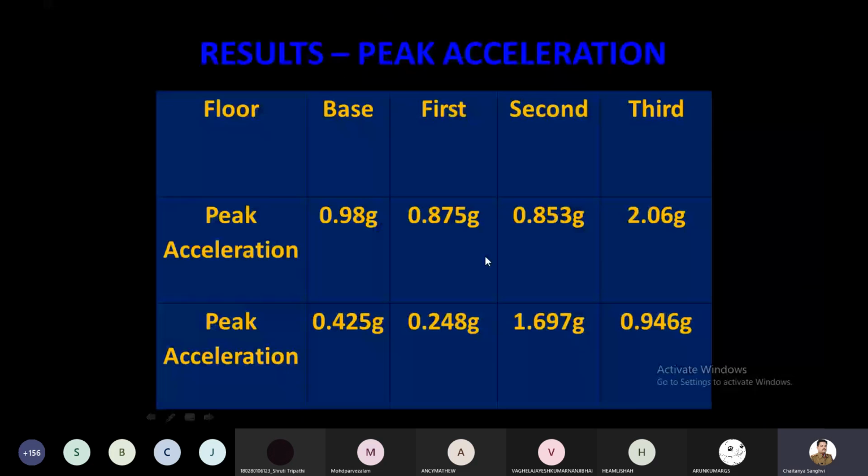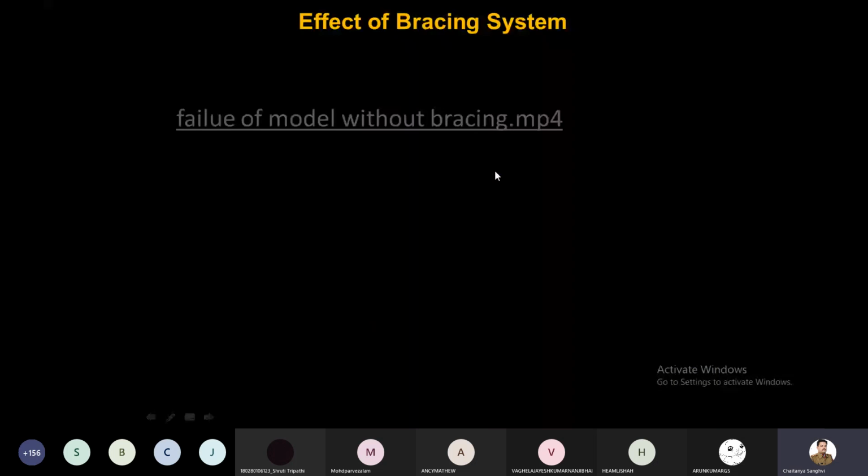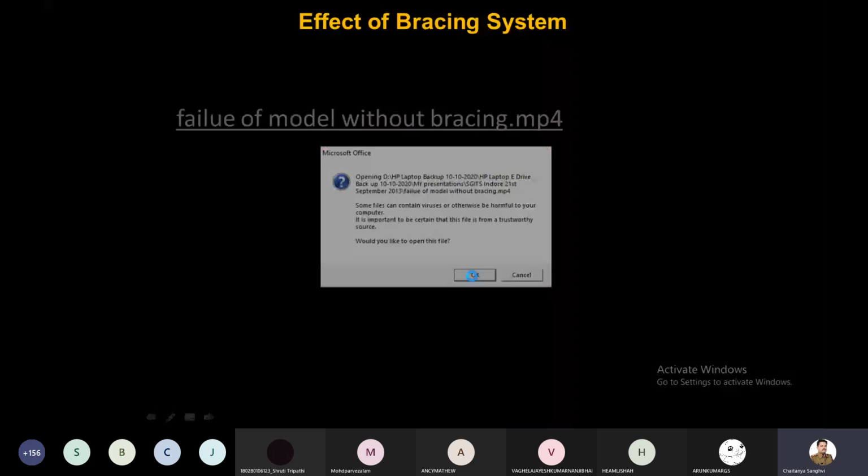Then we get the result, and then we measure. You see here what is happening now. We get the acceleration in both directions, in the x direction and in the z direction. This is z, this is the x direction. So generally it is a uniaxial shake table, so we should get acceleration in one direction only, but now we are getting it in two directions, right? Now the bracing system. We will see what is happening in the bracing system.